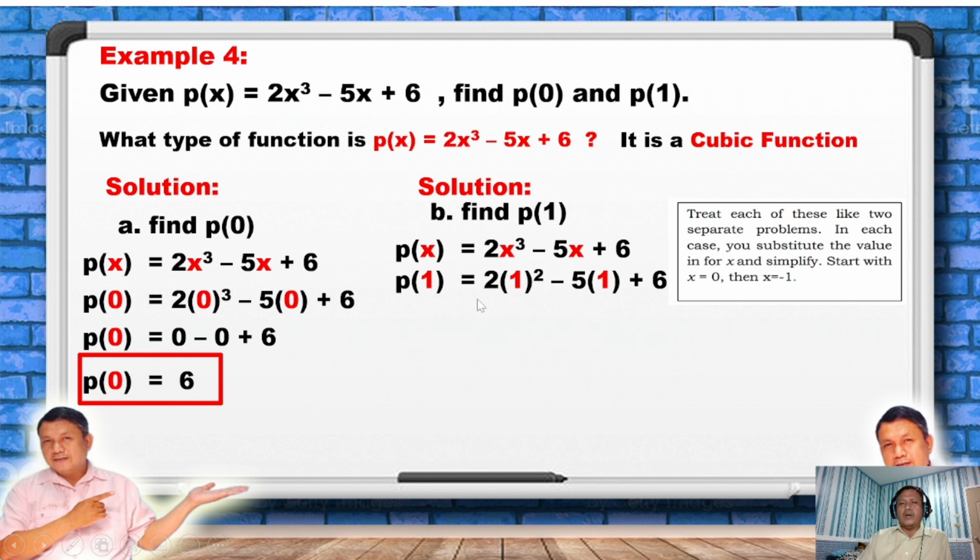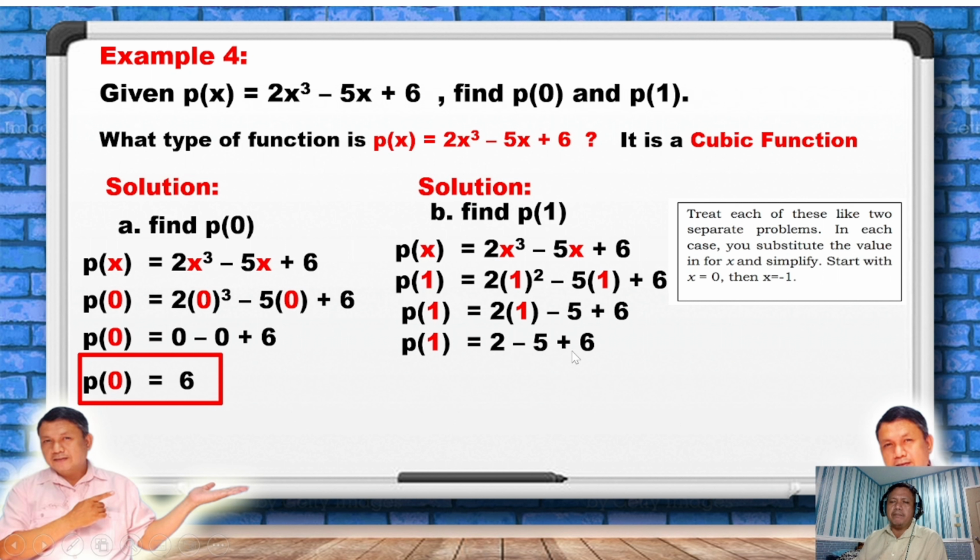So, we have P of 1 is equal to 2 times 1 cube. Cube po ito ha, cube. Cube minus 5 times 1 plus 6. Okay, ilang beses natin ita-times si 1? Tatlo, di ba? So, we have 1 times 1, 1. 1 times 1 uli, 1 pa rin. And we have 1 times 2, 2 ang sagot natin dito sa ating first term. And negative 5 times 1 is negative 5. Therefore, we have P of 1 is equal to 2 times 1 minus 5 plus 6. And 2 times 1 is, we have 2 minus 5 plus 6.